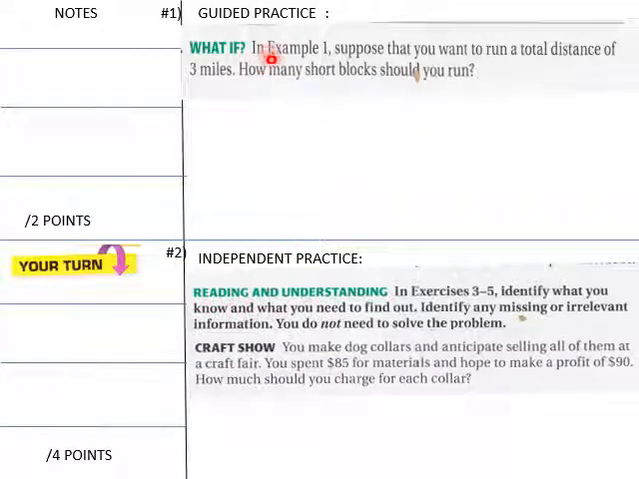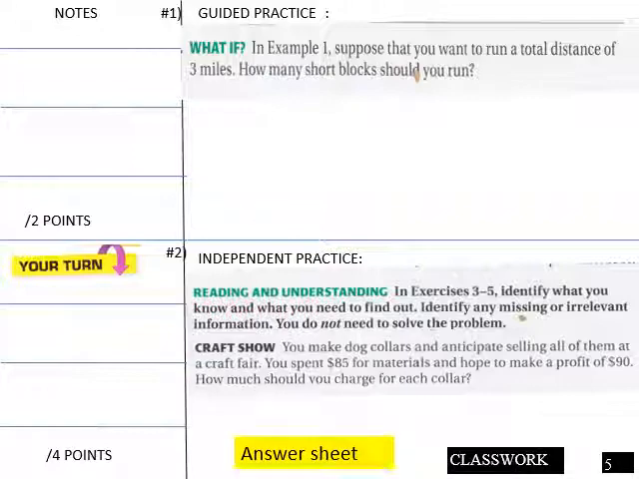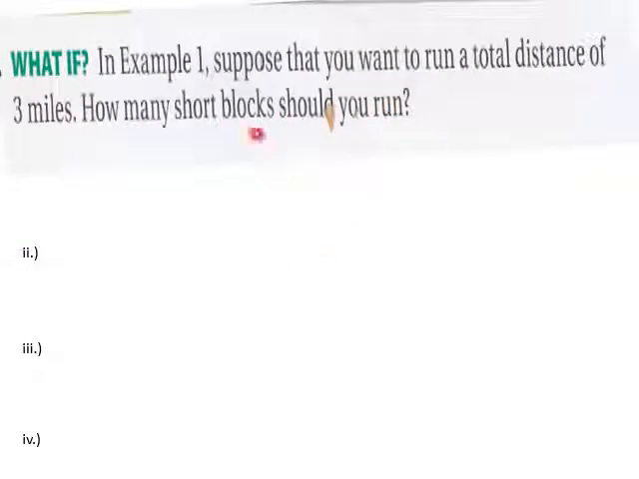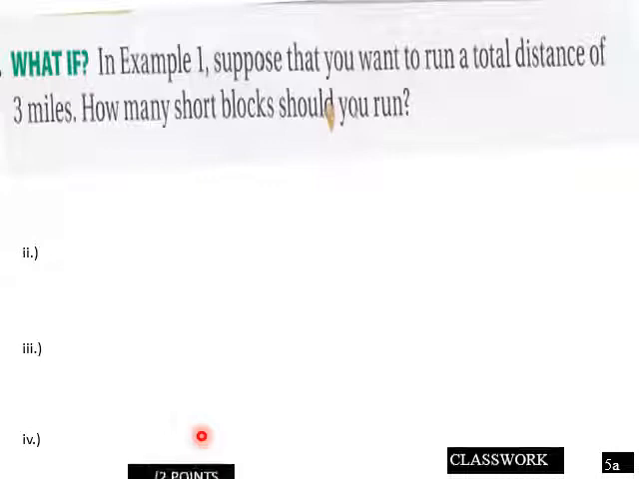So, okay. What if in example 1 you want to run a total distance of 3 miles? How many short blocks should you run? So instead of 2, you want to run 3. And then here, you make dog collars and anticipate selling all of them. This is yours, students, to solve. You've got to practice 3 miles now for that run.